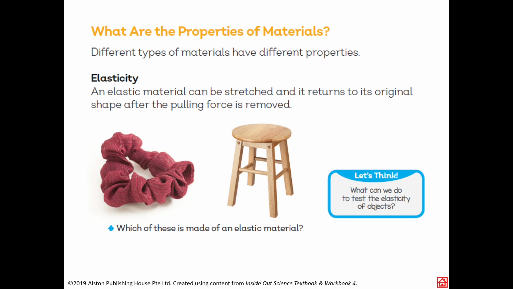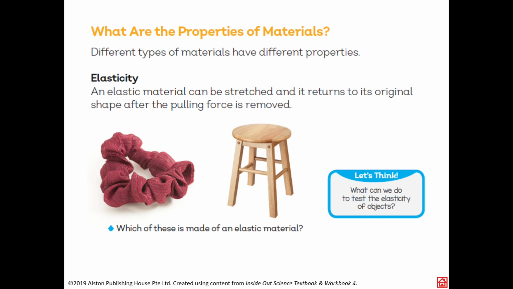Which of these two objects do you think is elastic? First we have the scrunchies, which are used to tie the hair of girls, and the other one is a wooden chair. Which of these objects can we stretch? Very good. The scrunchies are the ones that we can stretch because although they are made of fabric, they have rubber inside. Rubber is a material that can be stretched.